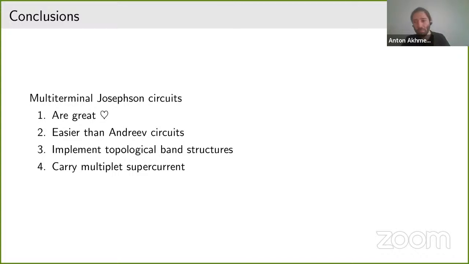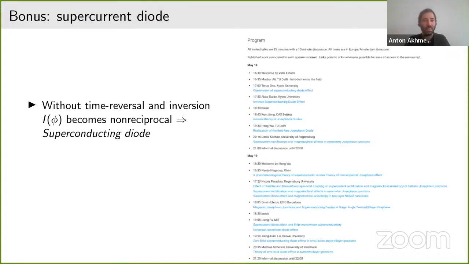So this would be it, but since I also have some extra time, I hope I have a bonus story for you, and that is about a supercurrent diode. Supercurrent diode is a field that exploded in the last couple of years. The basic idea here is that if you take an Andreev or a Josephson junction, so with Andreev states, and you break time reversal and inversion symmetries, then the current phase relation becomes non-reciprocal. So this circuit behaves like a diode in that it lets supercurrent pass easier one way than the other.